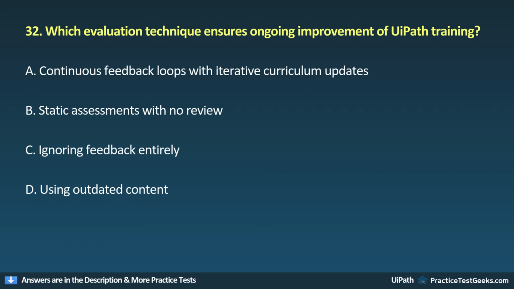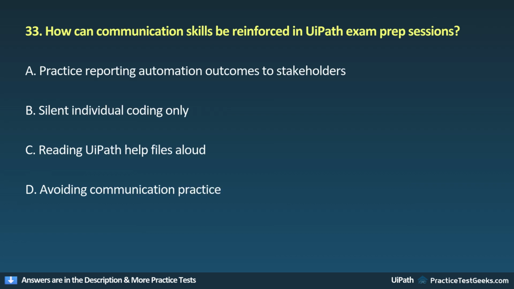32. Which evaluation technique ensures ongoing improvement of UiPath training? A. Continuous feedback loops with iterative curriculum updates. B. Static assessments with no review. C. Ignoring feedback entirely. D. Using outdated content.